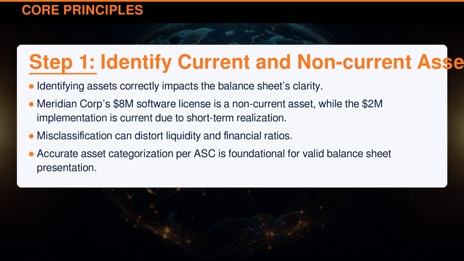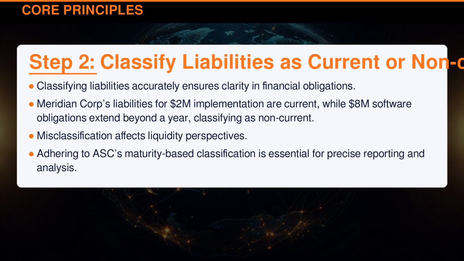Identifying assets correctly impacts the balance sheet's clarity. Meridian Corporation's $8 million software license is a non-current asset, while the $2 million implementation is current due to short-term realization. Misclassification can distort liquidity and financial ratios. Accurate asset categorization per ASC is foundational for valid balance sheet presentation. Classifying liabilities accurately ensures clarity in financial obligations.